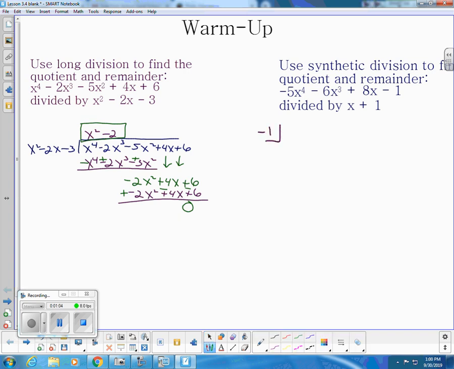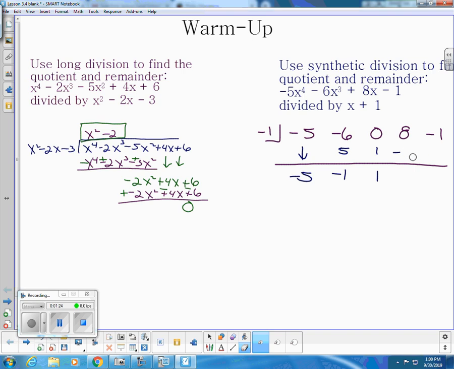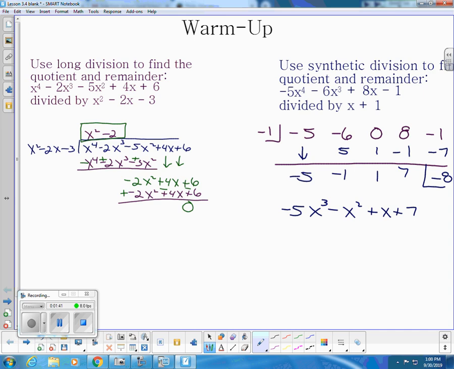So the synthetic division, remember you have to have those 0 placeholders, just like with the long division. So you had a quartic, it's going to drop down to a cubic when you do your long division or your synthetic division. And our remainder is negative 8.